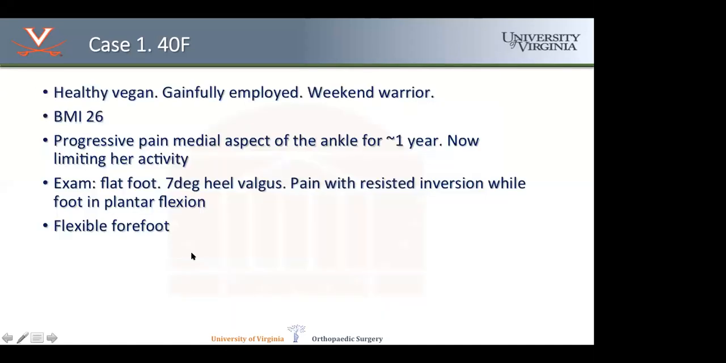Okay. All right. So case 1, 40-year-old female. She's a healthy vegan. She's gainfully employed, and she likes to go up in the park on the weekend, go on long hikes and stuff. Pretty normal BMI, 26. Chief complaint was progressive pain, medial aspect of her ankle. She tried home measures, taking some ibuprofen, wrapping it up with an ACE wrap. When it really flared up, she'd take a week or two off, and now having to limit her activity, not really able to hike the same distances or run.